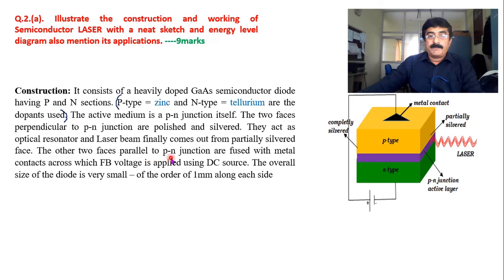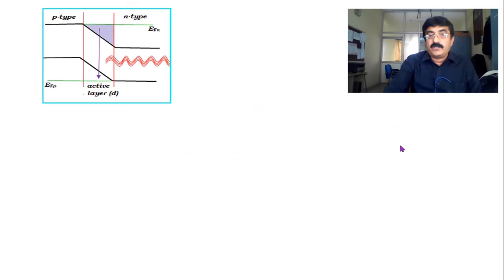Other two faces are parallel to PN junction and they are connected to DC source. How are they connected? Forward bias. In the sense, P type is connected to positive, N type is connected to negative, and the whole unit is very very small in size, about 1 millimeter thickness, that's all, not too big in size. Okay, now the working part goes like this.